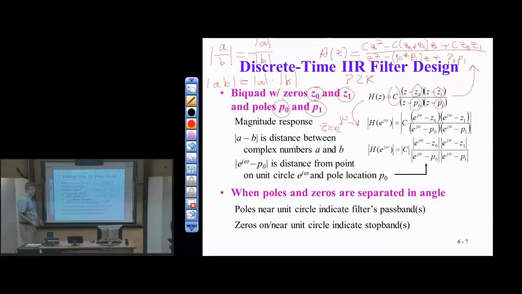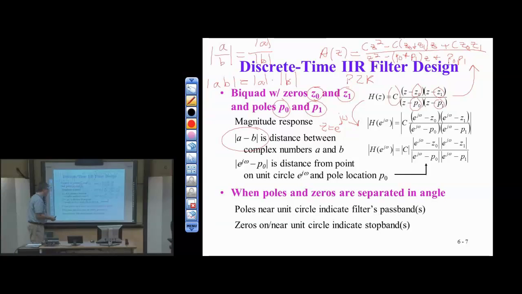Now these become significant in mapping or understanding the frequency response in terms of selectivity. Is it low pass, high pass, band pass, etc.? And the reason for that is that each of these distances, so if A and B are complex numbers, the absolute value is just the Euclidean distance between them. Good old stuff from high school.